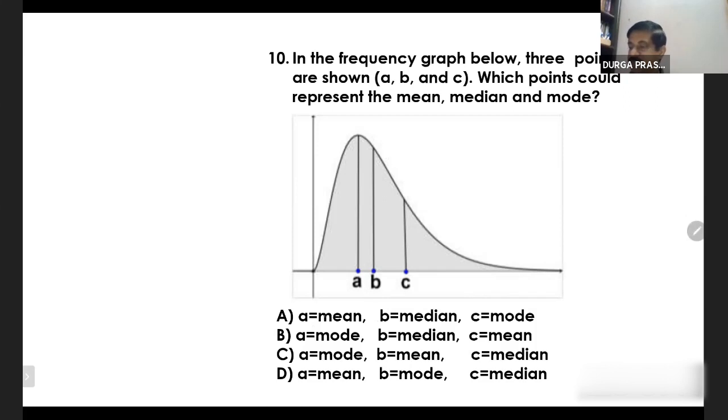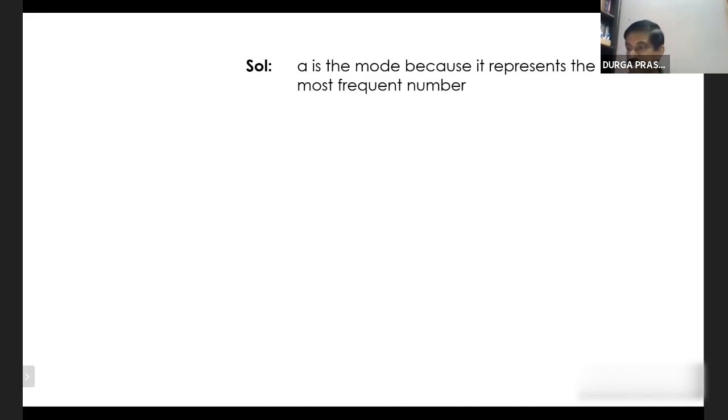So you have a graph where A is the highest value, C is the lowest value, then B is in between. Generally, the highest value is something which is most repeated, the most number of times. So mode is something which is repeated the highest number of times. Therefore, A becomes the mode.